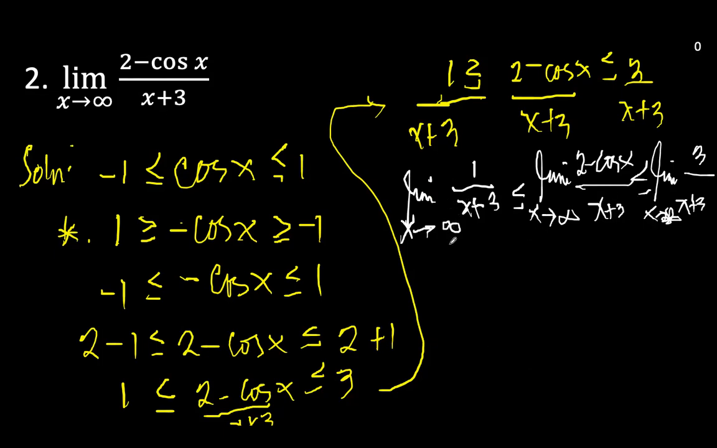But for me, I'd better work on the left and the right hand sides. And if the limits of both sides are equal, then that's also the limit of the middle term. So here, as x approaches infinity, the denominator is getting bigger and bigger until it approaches infinity. So that's 1 over infinity, over the limit of 2 minus cosine x all over x plus 3 as x approaches infinity.